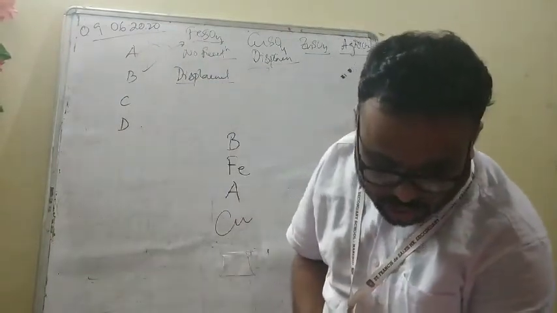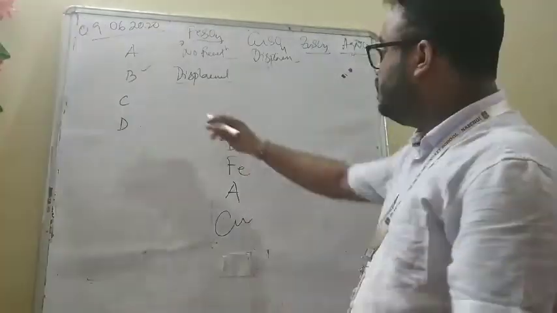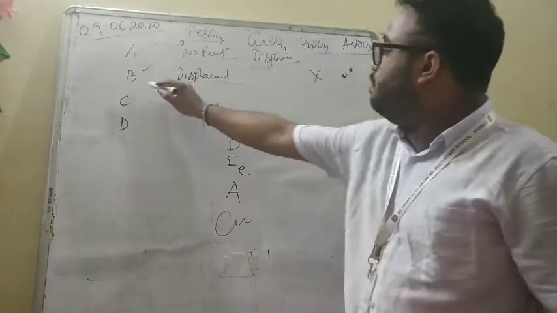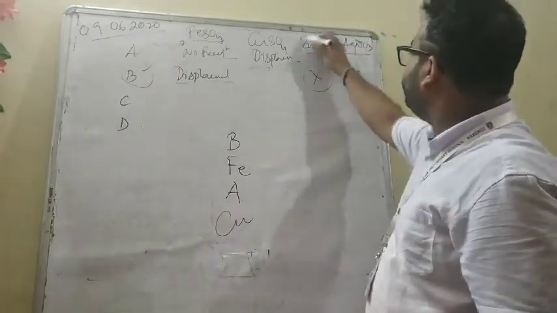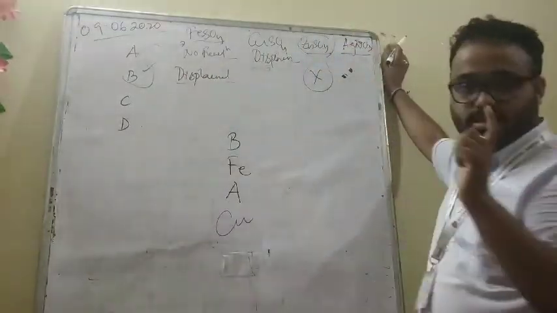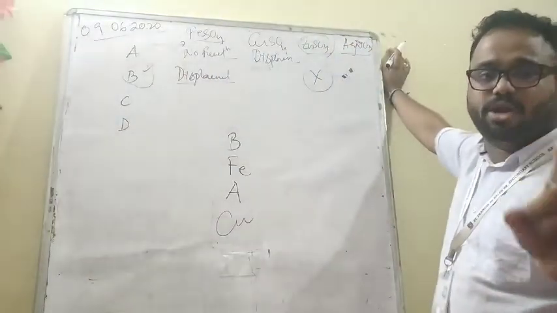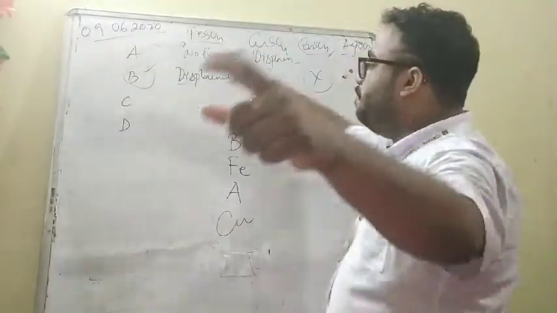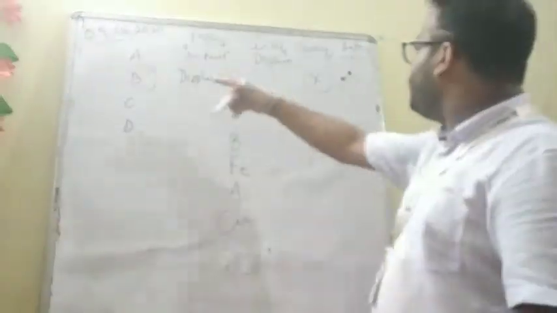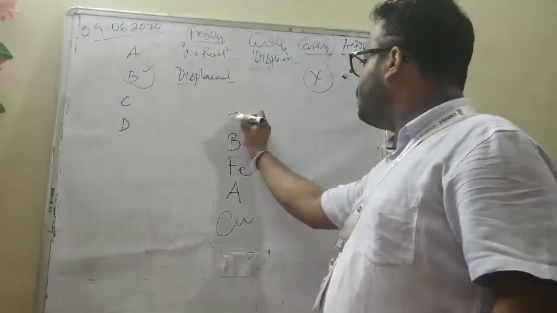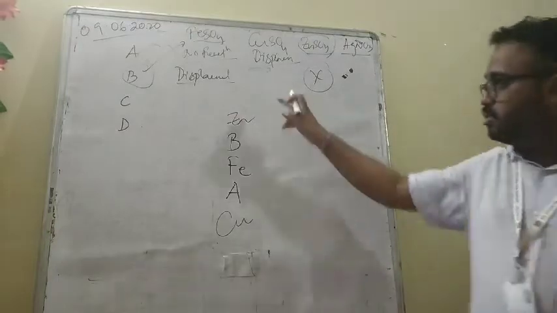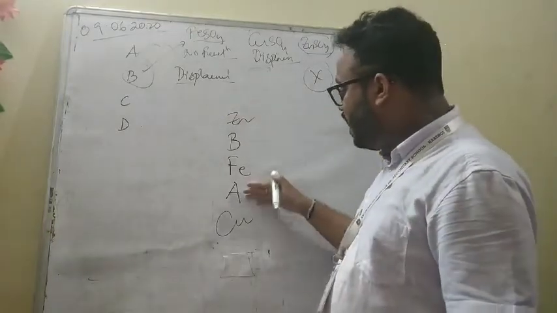Then B is showing no reaction with zinc, which means B cannot replace zinc. What does this mean? B is below zinc, zinc is on top, because B has no reaction with zinc. So it will be like this. Understood? So Zn, B, Fe, A, Cu.